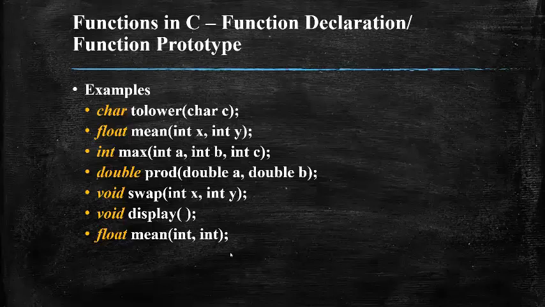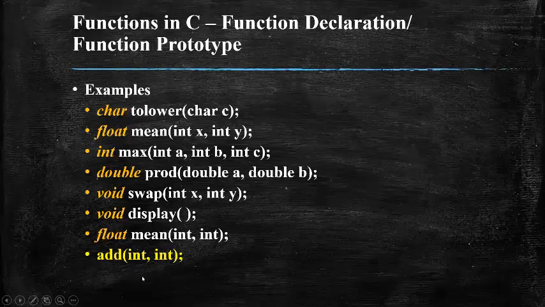And what happens if I'm not going to give any return type for a function? Whenever you don't point out any return type for the function, by default the compiler will return an integer value. But it is always best practice to mention the return type for any function that you are trying to write.